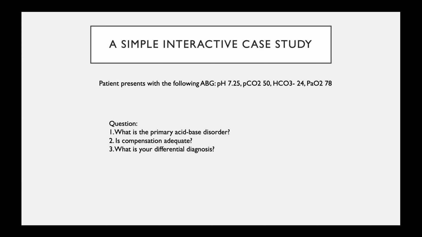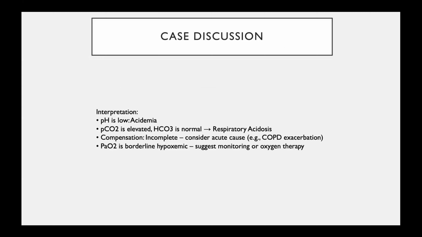What's your differential diagnosis? We can say pneumonia or some other respiratory problem. This is a simple problem. The interpretation is that pH is low, it is acidemia, carbon dioxide is elevated, bicarbonate is normal. It's a respiratory acidosis. The compensation is incomplete, and PO2 is borderline, hypoxemia, which suggests monitoring the oxygen level. That is the previous case. So right, fine.